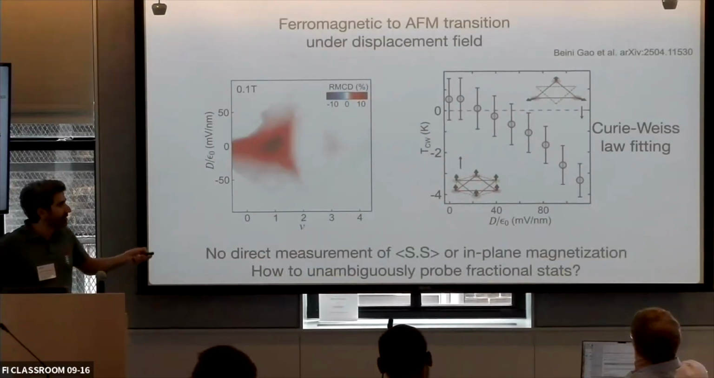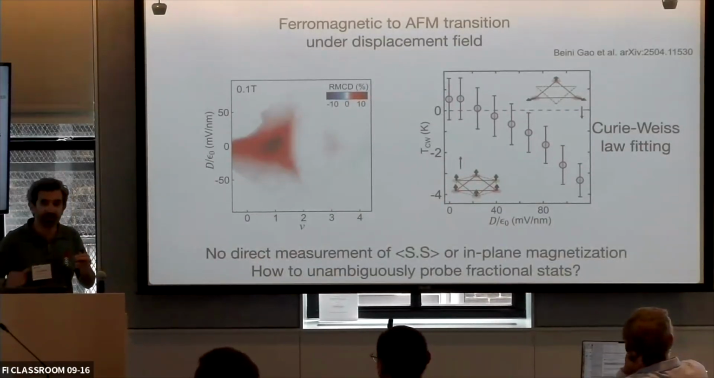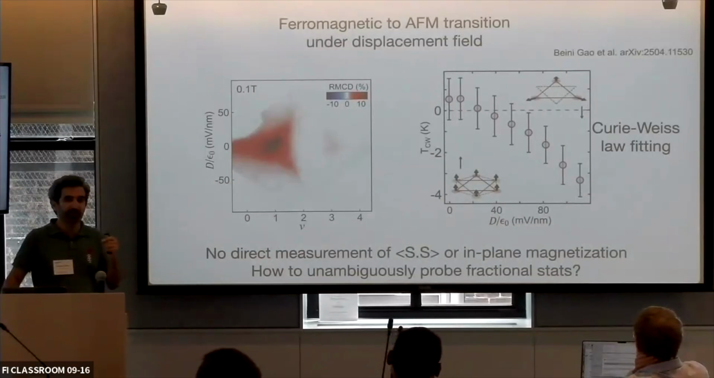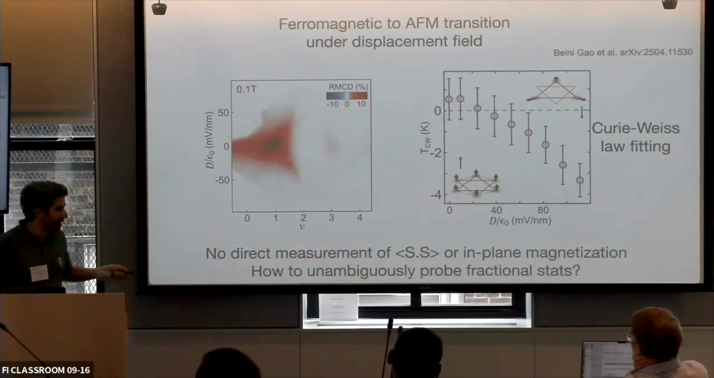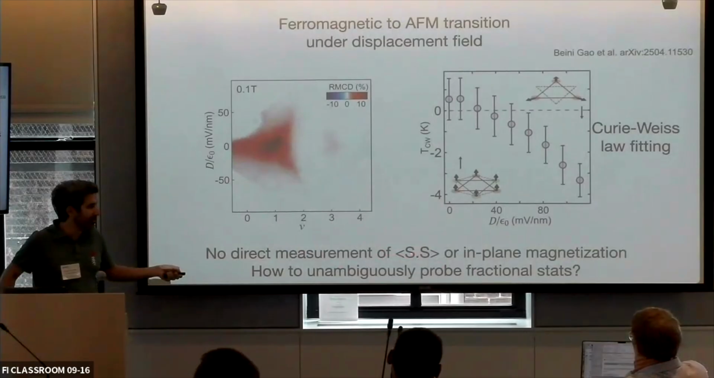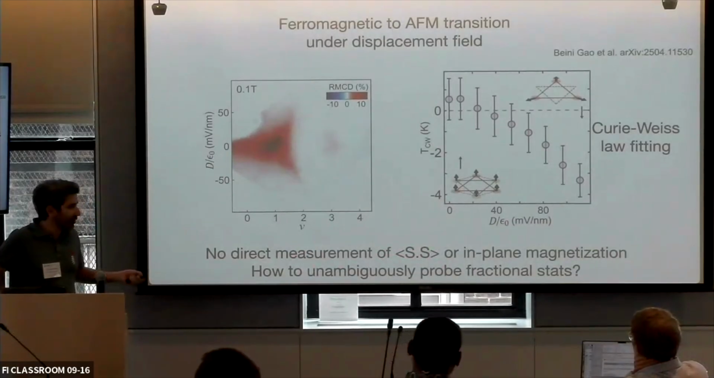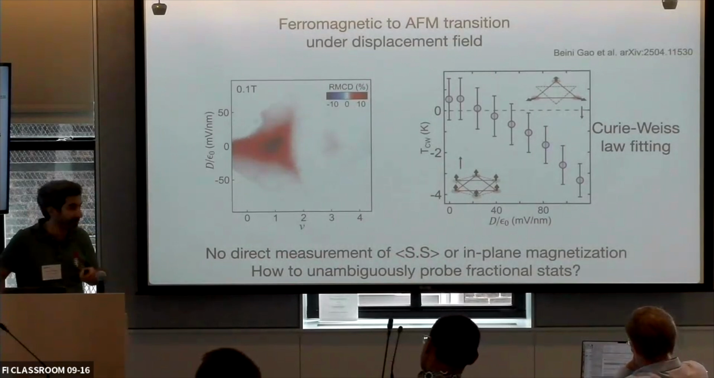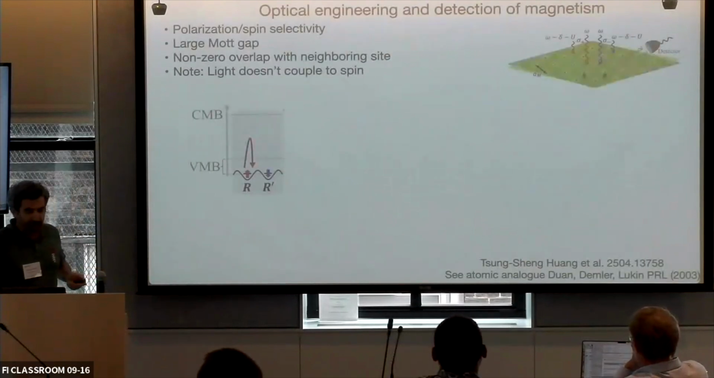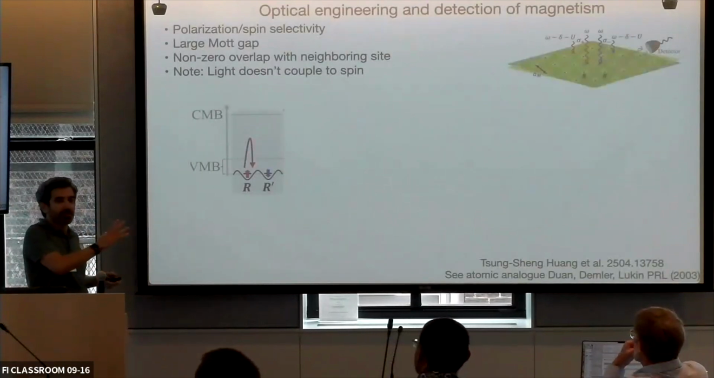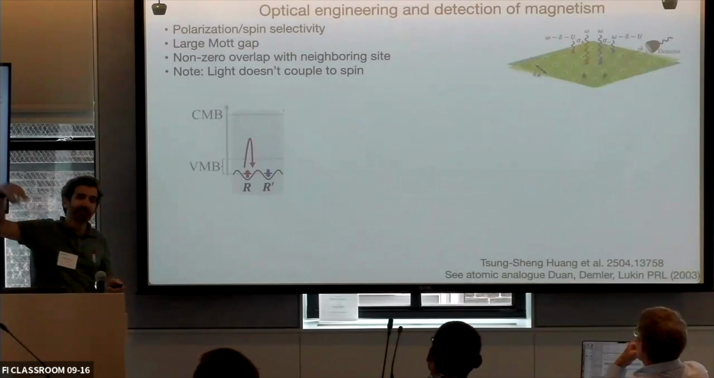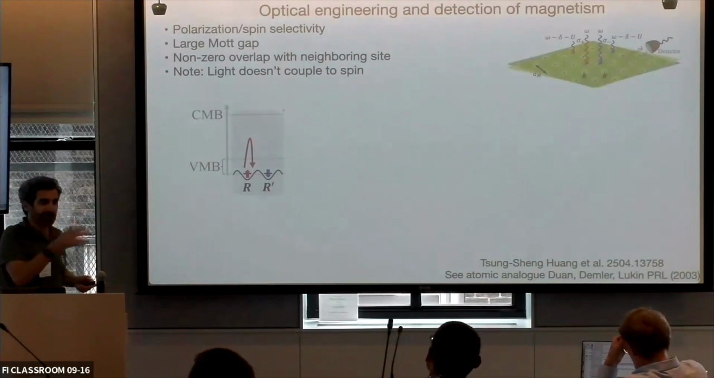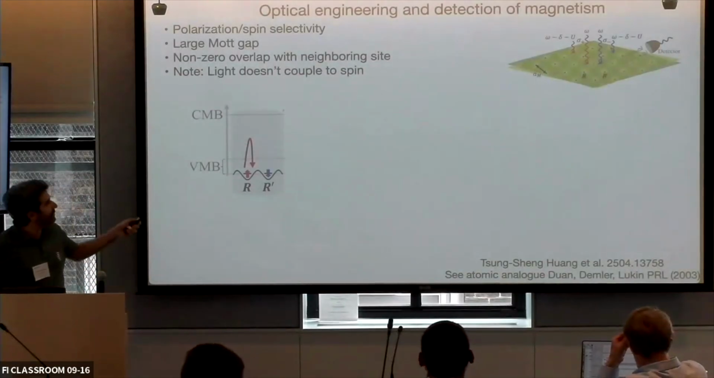But all of this is measuring the expectation value of sigma z, not even sigma x and sigma y. It's all sigma z. So it would be great if we can measure S dot S or the sigma plus sigma minus expectation. I'll take like 30 seconds to explain it, because it kind of takes you back to the first part of the talk. It's basically inspired by that.